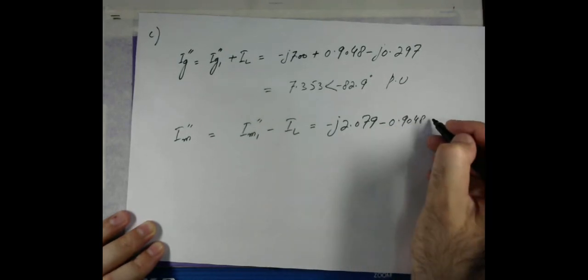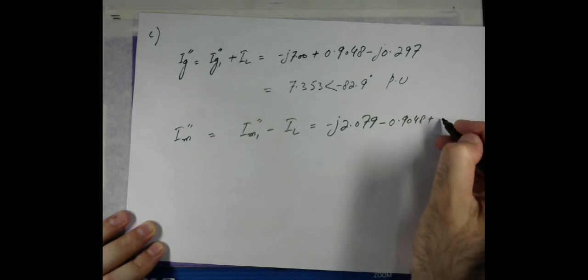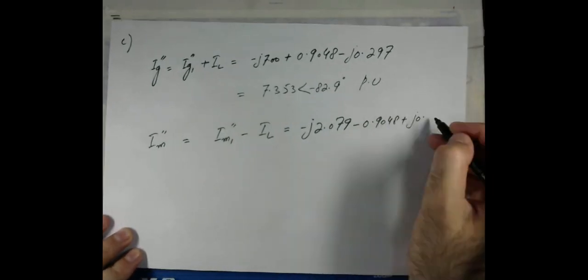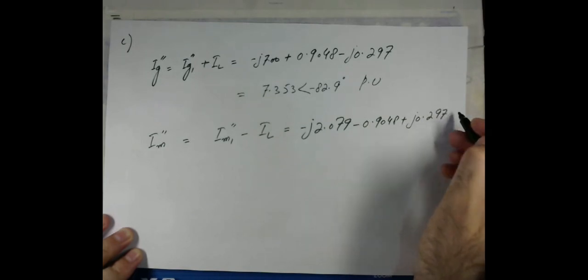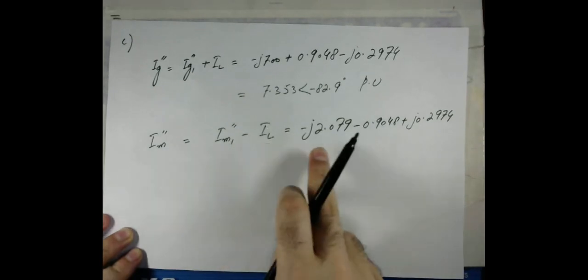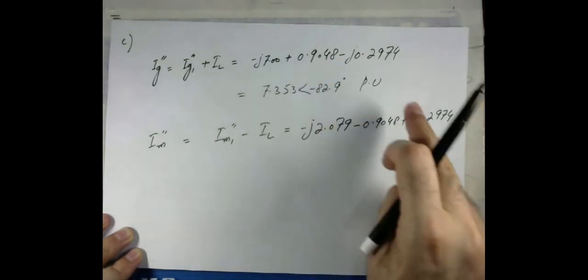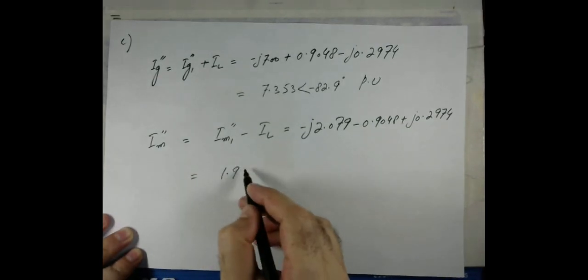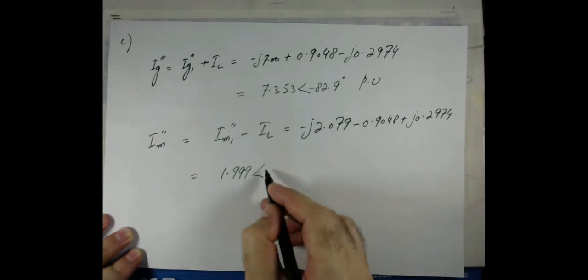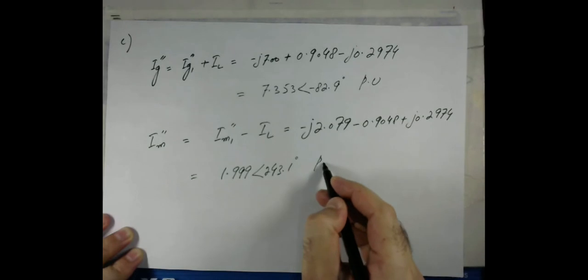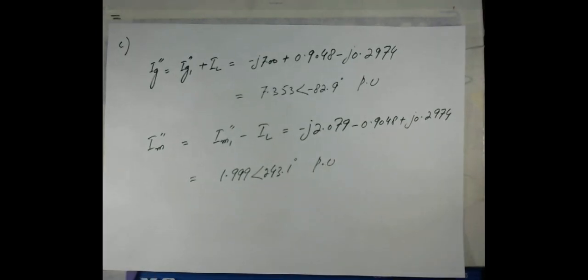0.9048 plus j0.2974. So it is the same value as this one, but because now we have a negative sign here, that's why this value becomes negative and this value becomes positive. So now the result will be 1.999 with an angle of 243.1 degrees per unit.